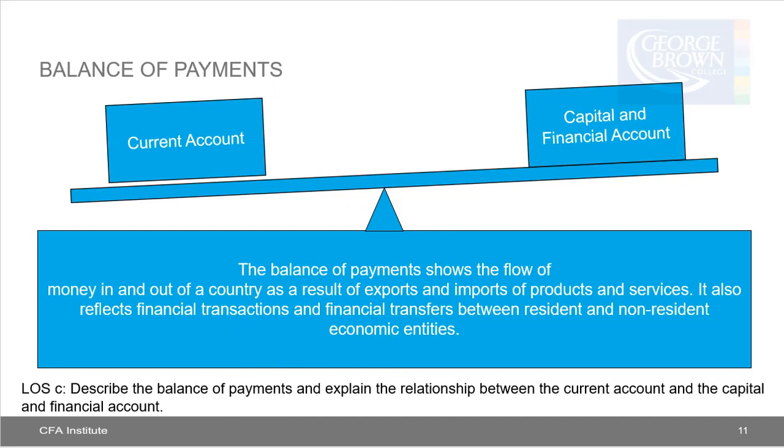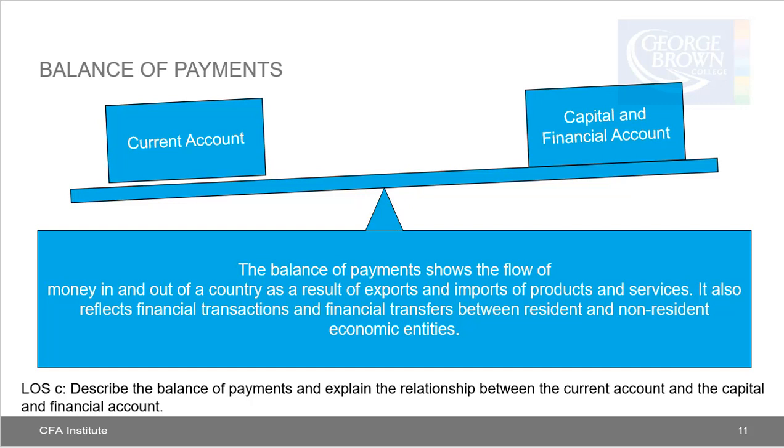Learning outcome statement C is describe the balance of payments and explain the relationship between the current account and the capital and financial account. The balance of payments shows the flow of money in and out of a country as a result of exports and imports of products and services. It also reflects financial transactions and financial transfers between resident and non-resident economic entities.